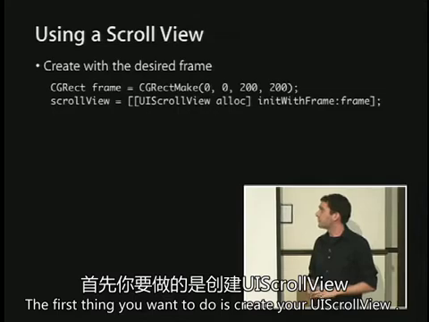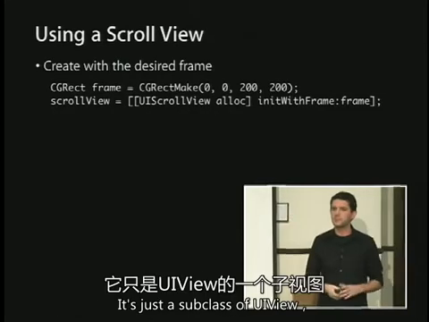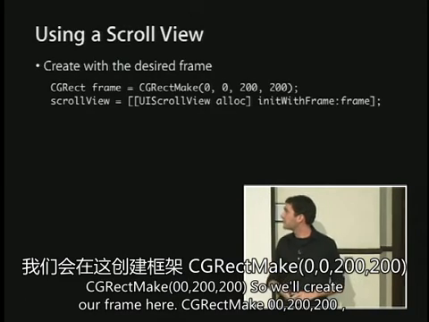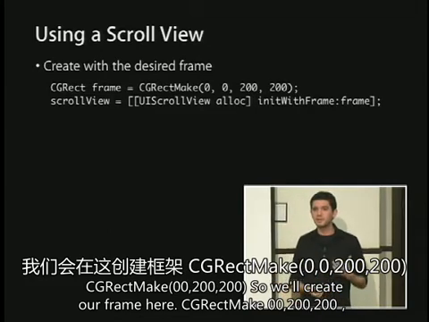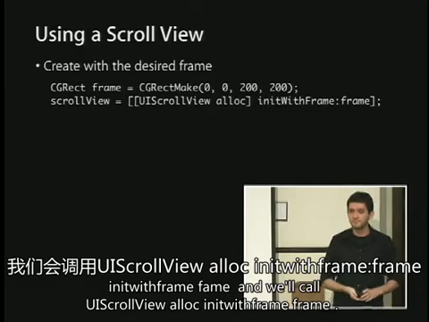The first thing you want to do is create your UI scroll view. You can either do this in Interface Builder or you can do it programmatically. It's just a subclass of UI view, and it uses the same designated initializer, init with frame. So we'll create our frame here, CGRectMake 0, 0, 200, 200, and we'll call UIScrollView alloc initWithFrame: frame.